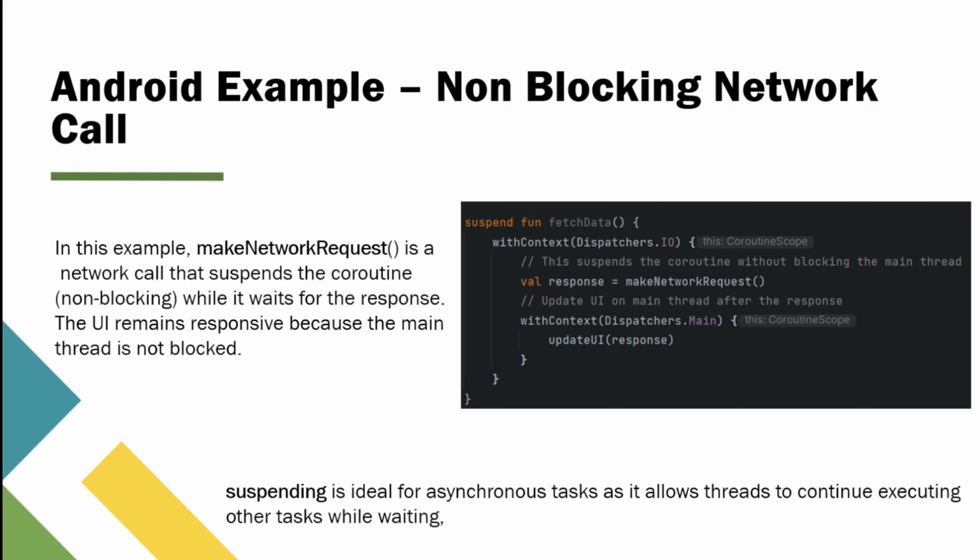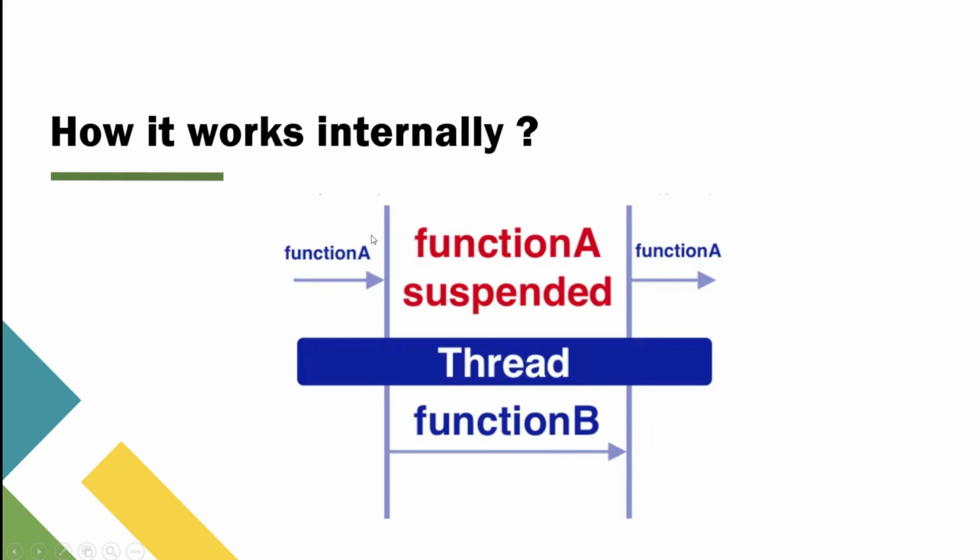So the Android example for non-blocking network, as I've already mentioned, is the API call which is going to happen, some network call we are going to make. In this example, it's a network call that suspends the coroutine while it waits for the response. So the UI remains responsive because the main thread is not blocked. Suspending is ideal for asynchronous tasks as it allows threads to continue executing other tasks while waiting. So that's how it internally works.